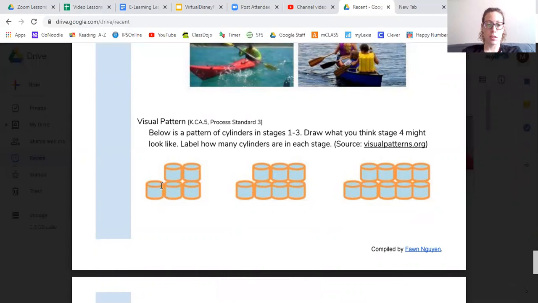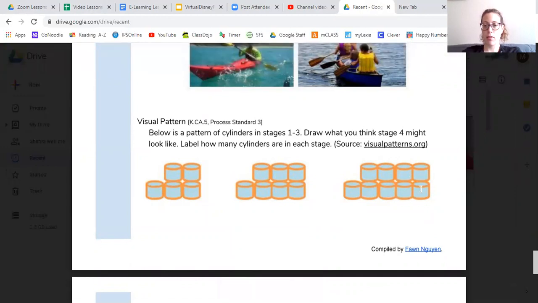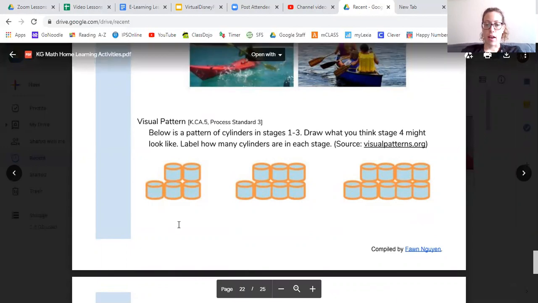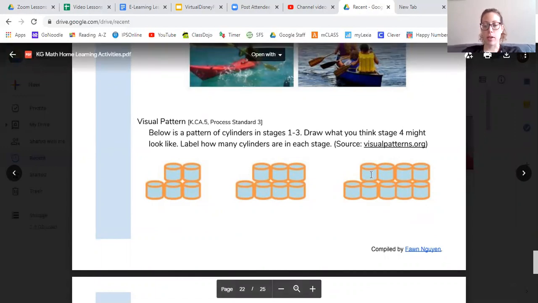So I would count 1, 2, 3, 4, 5. I'd write my 5, and then I'd count here 1, 2, 3, 4, 5, 6, 7. So I'd write 7. So 5 here, 7 here. Let's see what's in stage 3. 1, 2, 3, 4, 5, 6, 7, 8, 9. 9. 5, 7, and 9. How many more cylinders were in each stage?